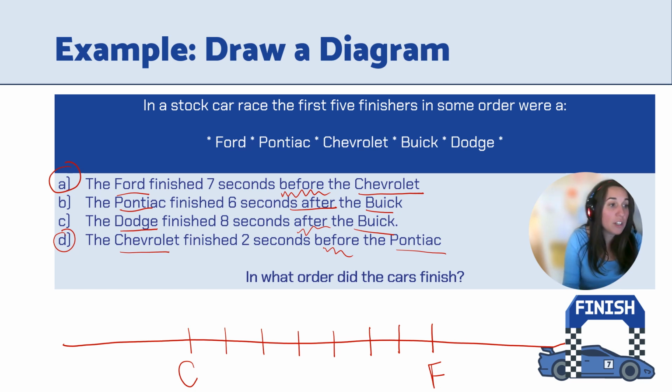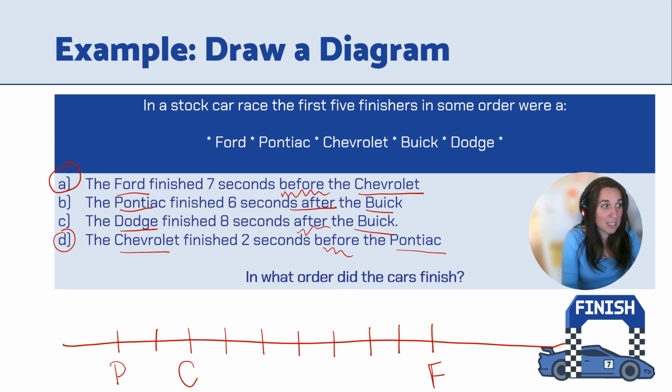So if the Chevrolet finished 2 seconds before the Pontiac, that means the Chevrolet is closer to the finish line than the Pontiac is. So I need to go back to plot the Pontiac. So here's my Chevy, and I'm just going to jump back 1, 2 seconds, and then I can put my Pontiac on here. And now that I've got Pontiac on my diagram, I can go back to one of those clues that we skipped. So take a minute and think about which one I can go back to.